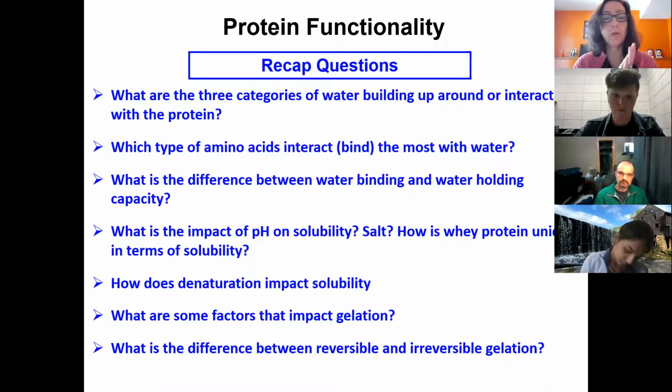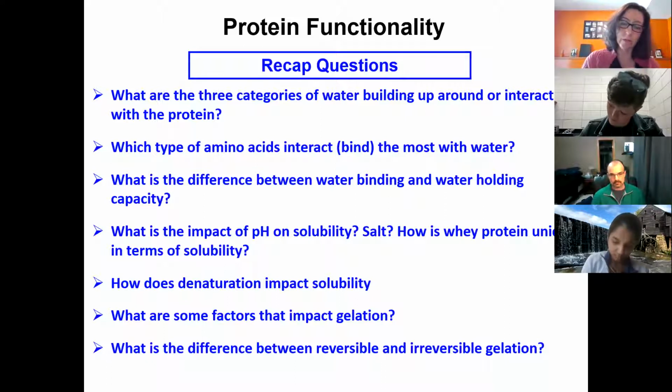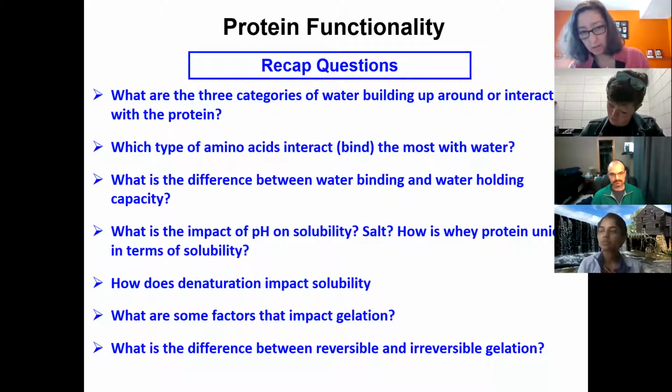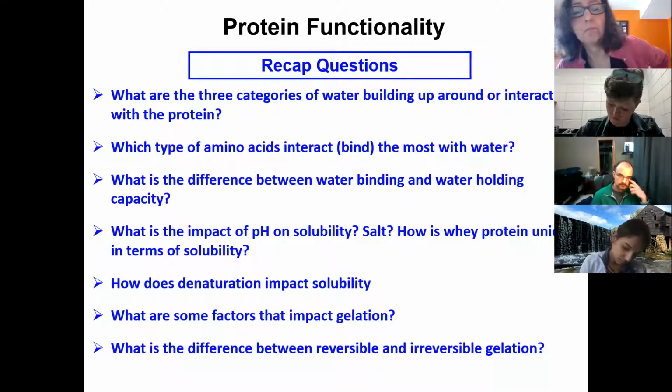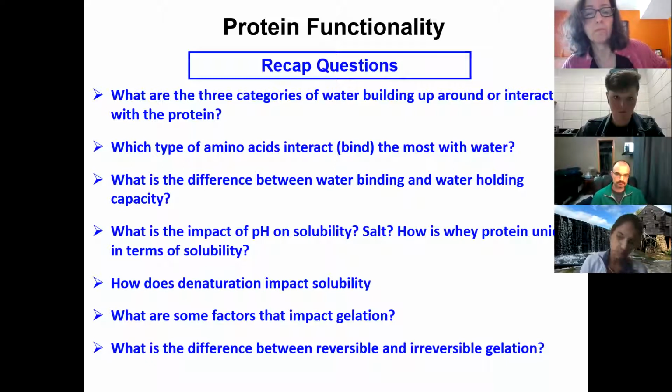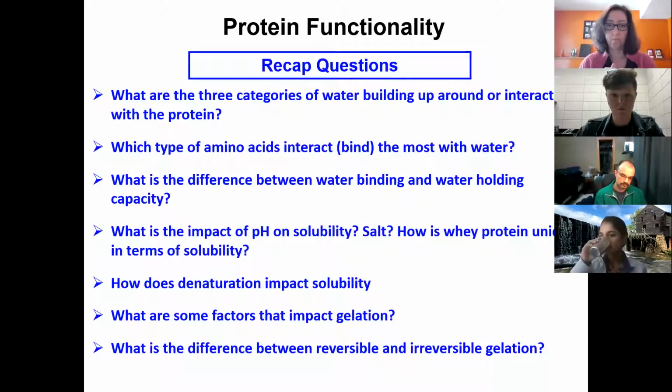Okay. So what's the impact of pH on solubility in general? Protein solubility in general. So what happens at very high pH versus close to isoelectric point versus low pH? Close to the isoelectric point, the protein will lose its charge, so it's close to zero net charge, so it will aggregate. But acidic or alkaline, the protein will be more soluble.